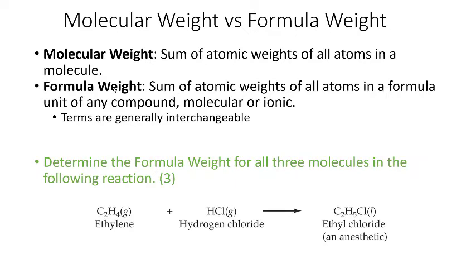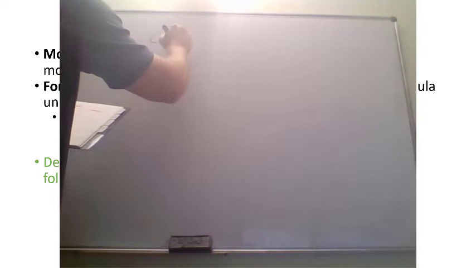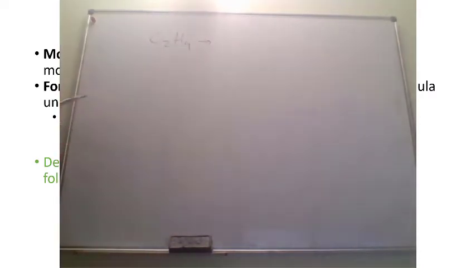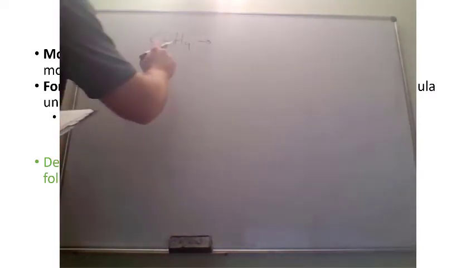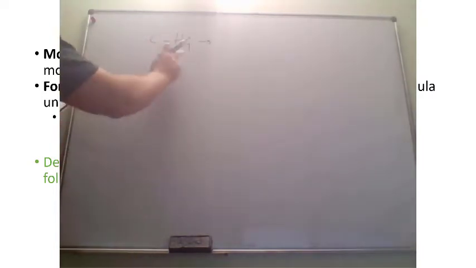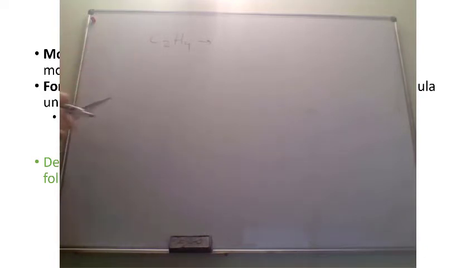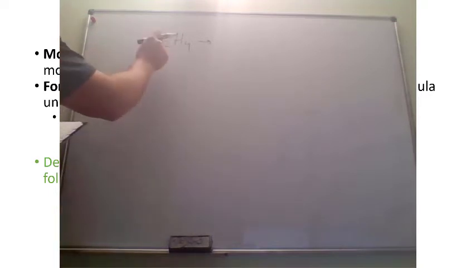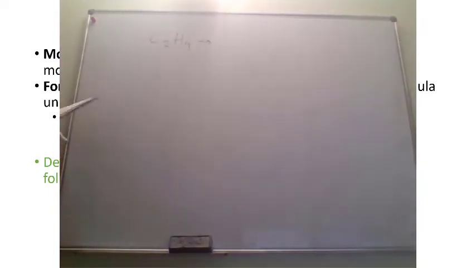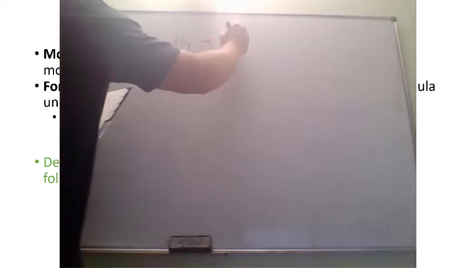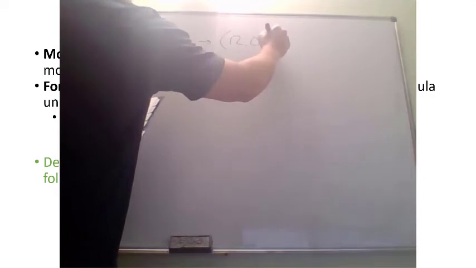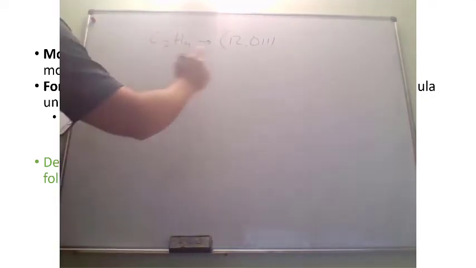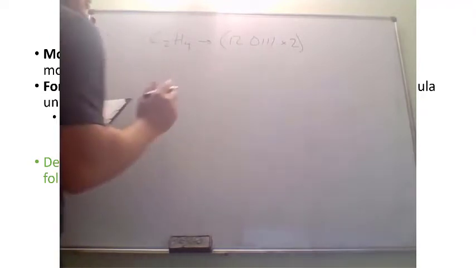Okay, so first we're going to take a look at C2H4. All right, so we know that this molecule here is composed of two carbon atoms and four hydrogen atoms. So if we're determining the formula weight of C2H4, what we need to do is add together the atomic weights for the carbons plus the atomic weight for the hydrogens. So if we take a look on the periodic table, we see the atomic weight for carbon is 12.0111. And then since we have two, we're going to multiply that amount by two.